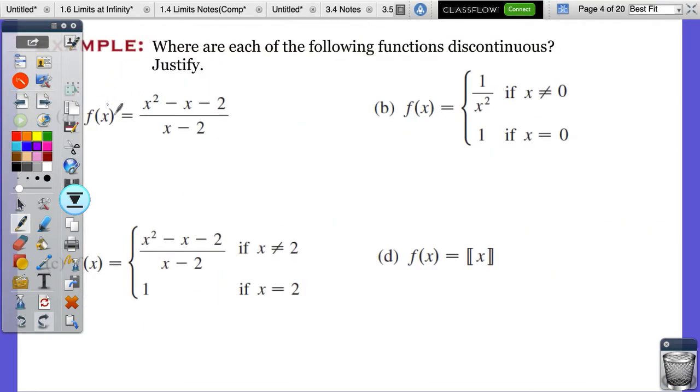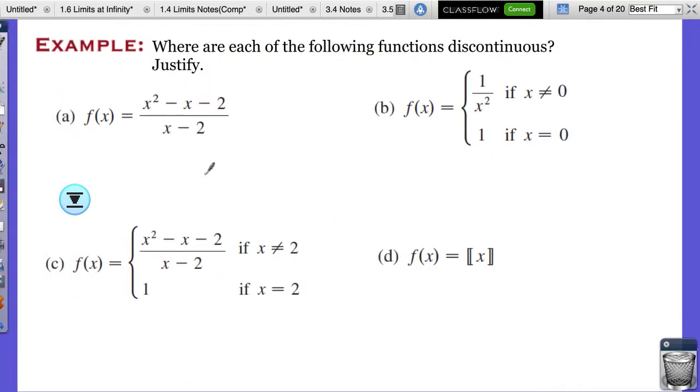All right. Now, let's look at it when we don't have the graph. How can we tell whether a function is continuous at a point? Or I guess these questions are asking, where are they discontinuous? Where is a discontinuous? At 2. All right, this one is discontinuous.